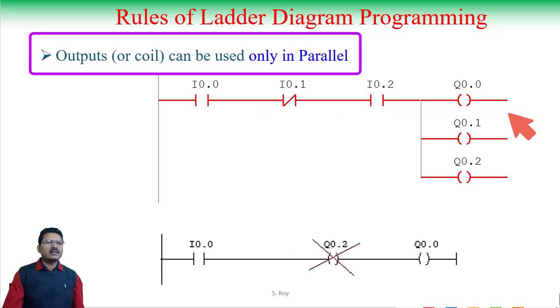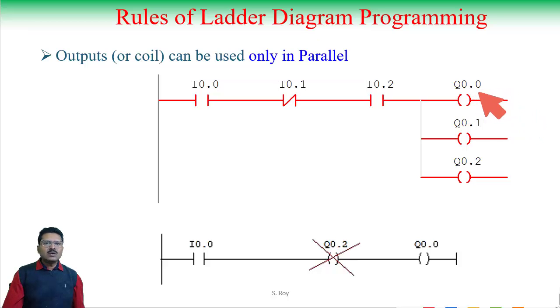Outputs or coils can be used only in parallel. See, Q0.0, Q0.1, Q0.2 are connected in parallel and normally outputs are placed at the right hand side of the rung. Never can any output be used in series.